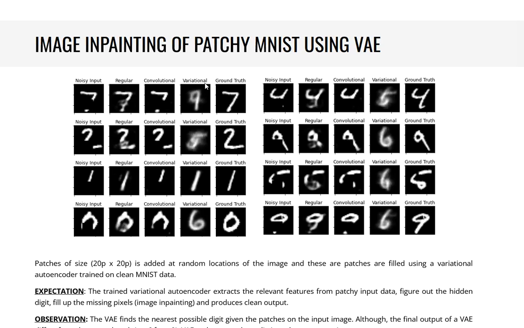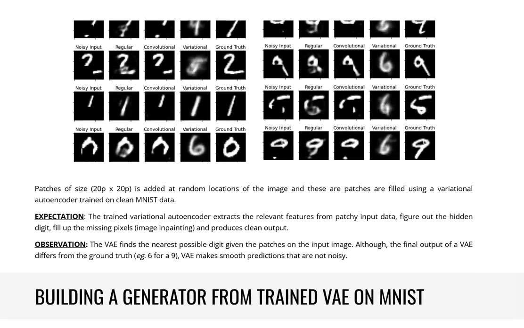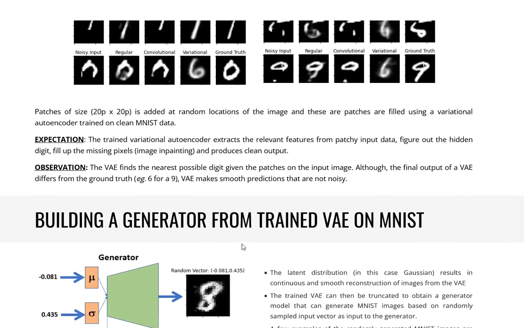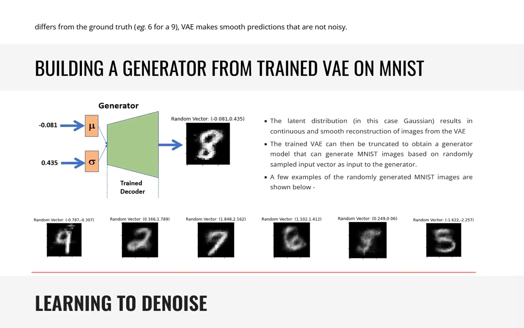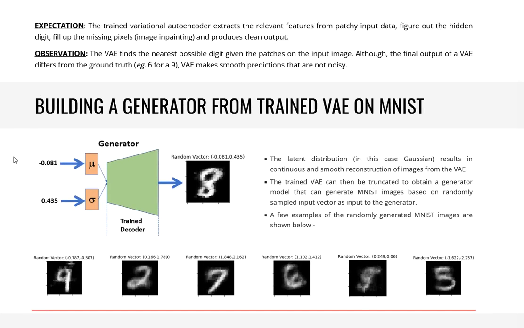So in that kind of a task, we expect the variational architecture to outperform the regular or the convolutional architecture, and that is something that we are yet to explore in the coming days. And now, to come to the final part of the first section of this work, that is to build a generator from the trained VAE on MNIST.